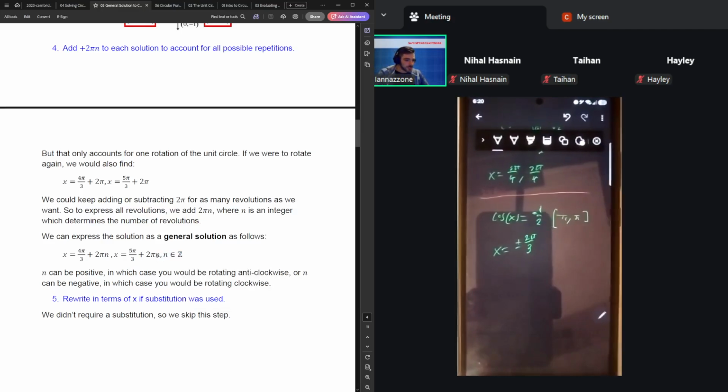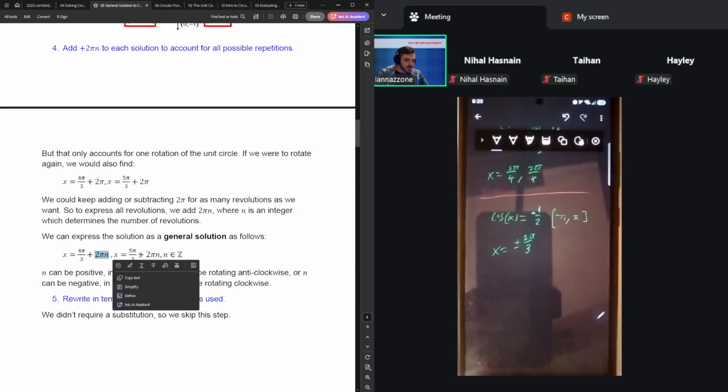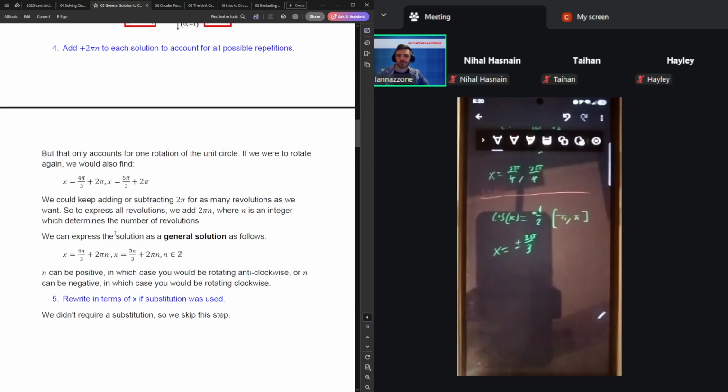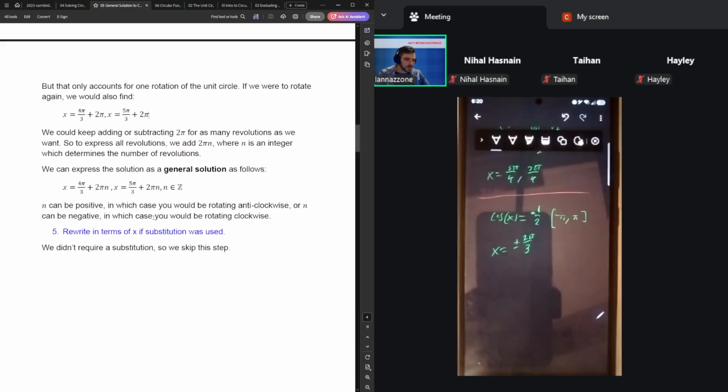So if we imagine n being 0, that would cancel out each of those terms, and you would just get the first revolution worth of solutions. If n was 1, it would be the same as if you had just added 2 pi to your solutions, thus getting the second set of solutions. If n was negative 1, you'd be subtracting 2 pi. That would be getting the previous set of solutions. So in this way, we have one statement that encompasses all possible solutions of the unit circle.